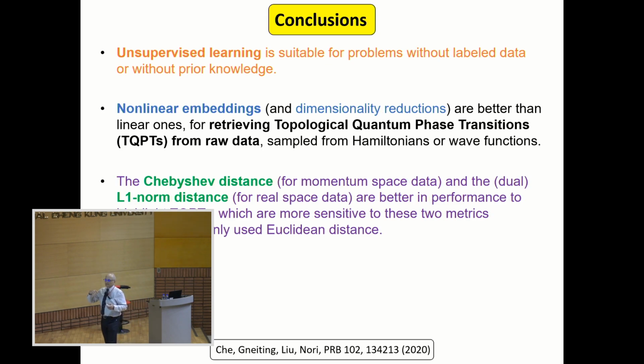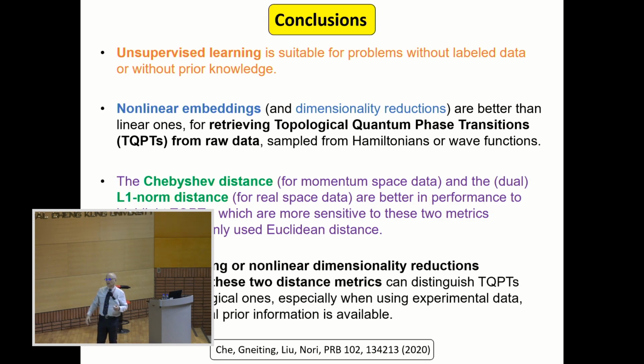The Chebyshev distance for momentum space data and the dual L1 norm distance for real space are better in performance to highlight this topological quantum phase transition, which is more sensitive to these two metrics. And then manifold learning or linear dimensional reductions, if you equip them with these two distance metrics, can distinguish these phases from non-topological ones, especially when using experimental data and no prior distance information.